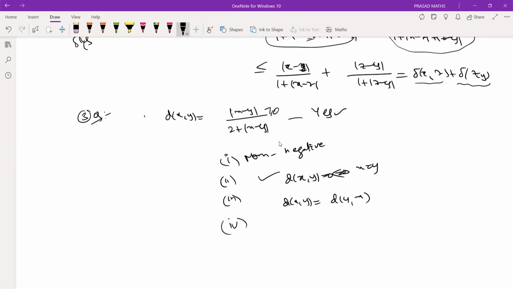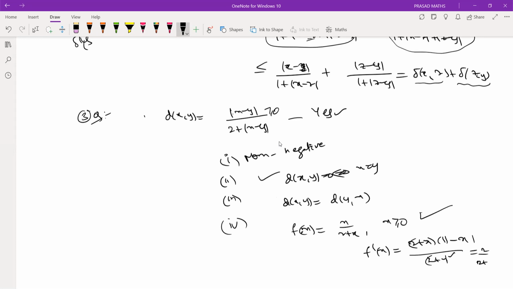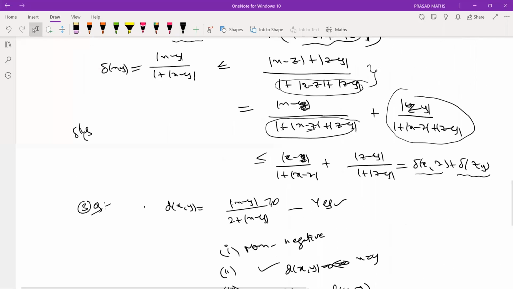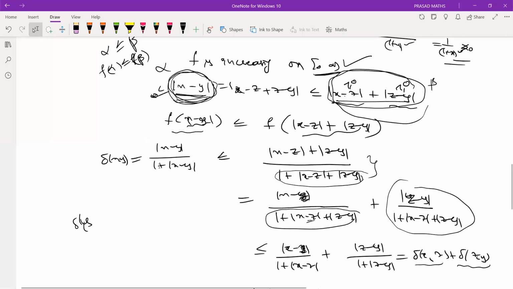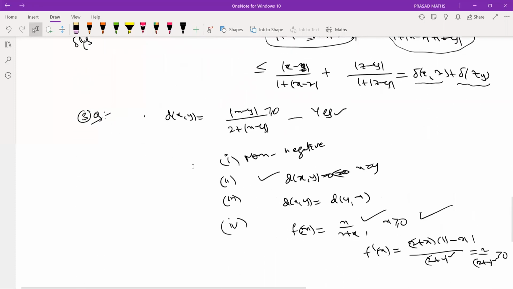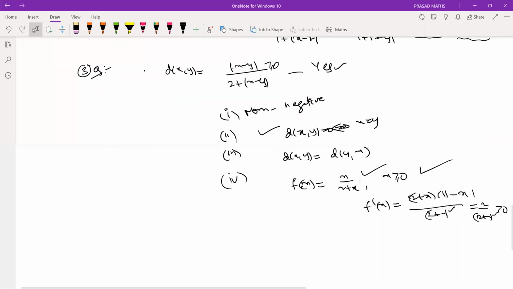Again, instead of proving this directly, what I do is define an increasing function like this: x by 2 plus x whenever x is non-negative. This is clearly an increasing function because its derivative is positive. The derivative is nothing but 2 divided by 2 plus x whole square, which is positive. Therefore it is an increasing function, therefore same steps. Understand? Is it clear? Yes, sir.